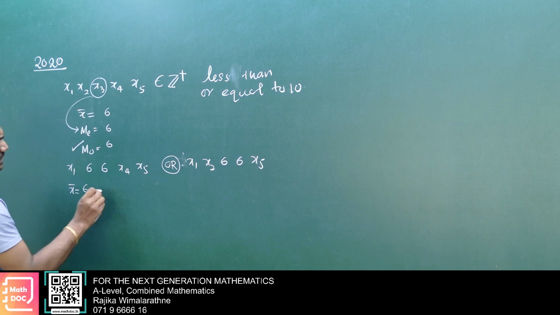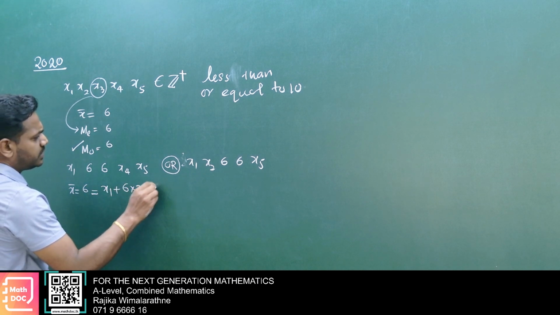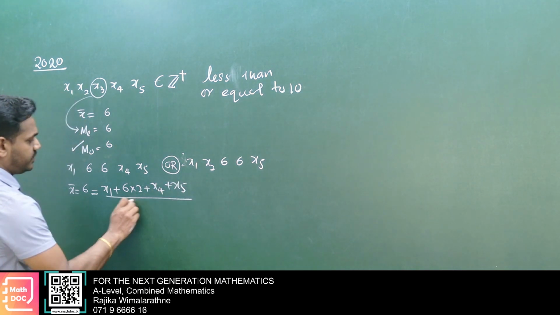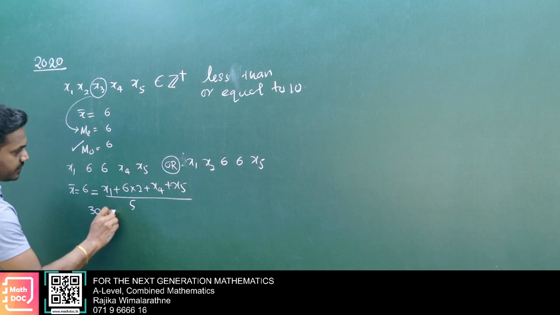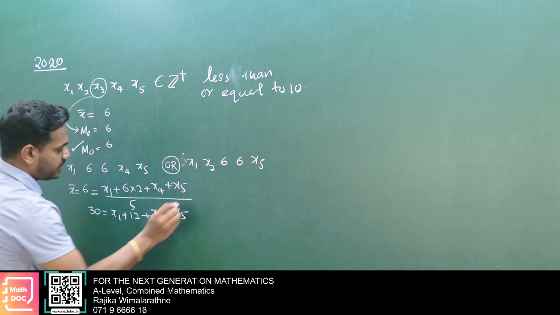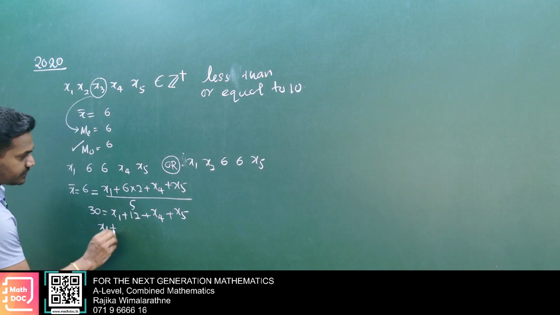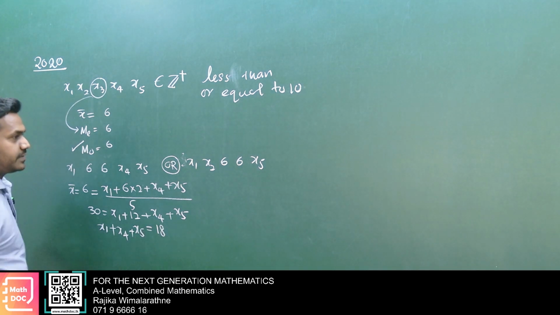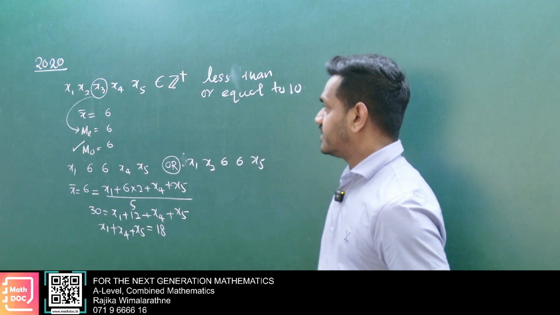Then the mean is 6: x bar equals 6, so 6 equals (x1 plus 6 times 2 plus x4 plus x5) divided by 5. That gives 30 equals x1 plus 12 plus x4 plus x5, so x1 plus x4 plus x5 equals 18. Now we need to guess values.